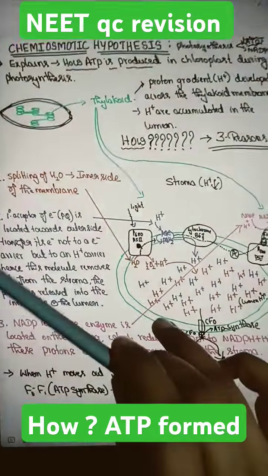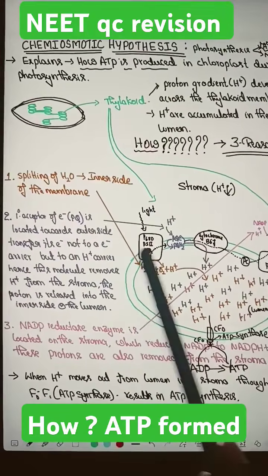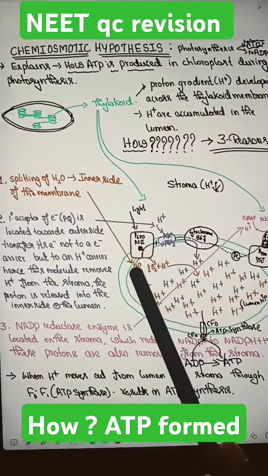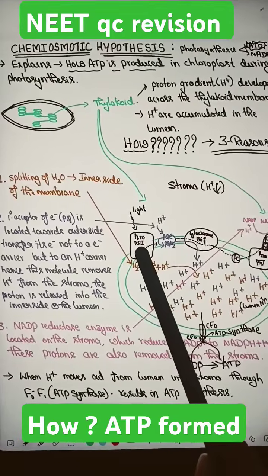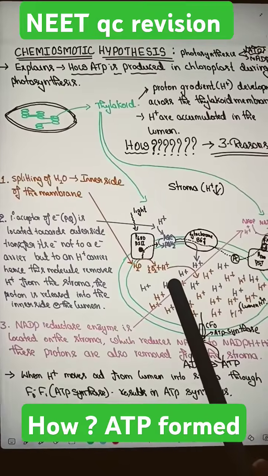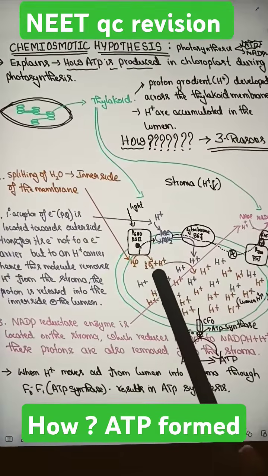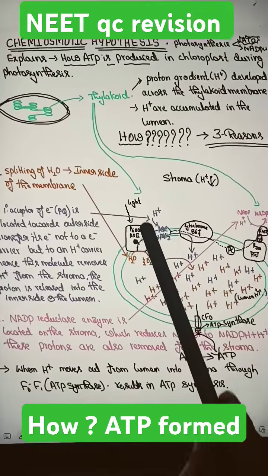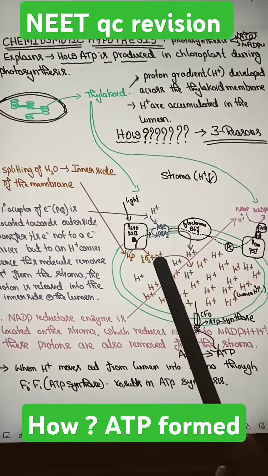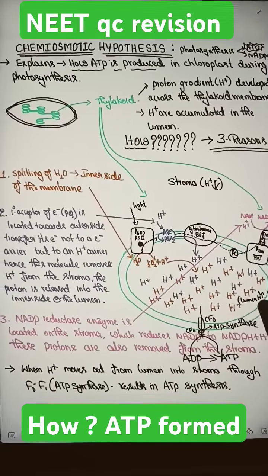The first reason is that splitting of water occurs inside the membrane of the thylakoid. That is, splitting of water is associated with photosystem 2, and this is present towards the lumen of the thylakoid. The products of splitting of water are H+ ions and half a molecule of oxygen. Oxygen is released as a gas. H+ ions are added to the lumen, which increases the concentration of H+.